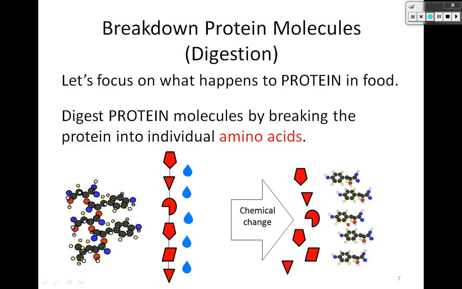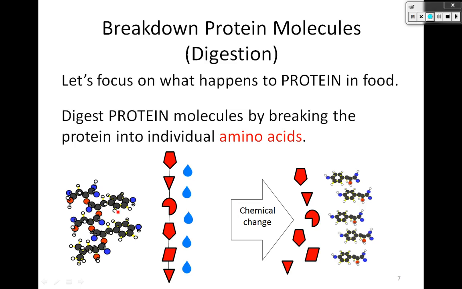Here you'll notice these are all clearly the same protein. That's simply for ease of making lots of itty-bitty diagrams of things. These water droplets are here because in order to break the protein, or the amino acids in the protein, apart, you need to add water.